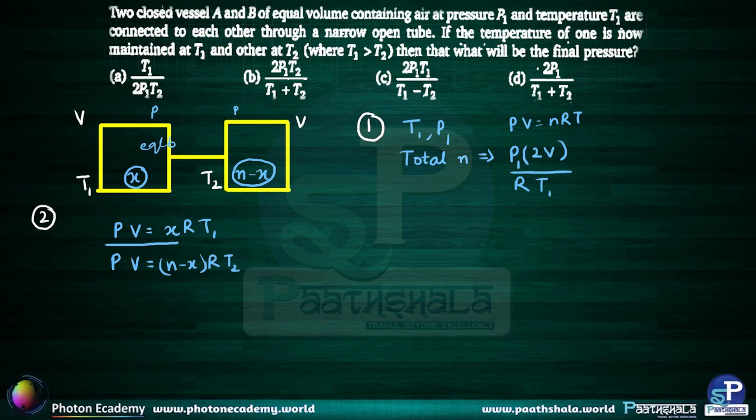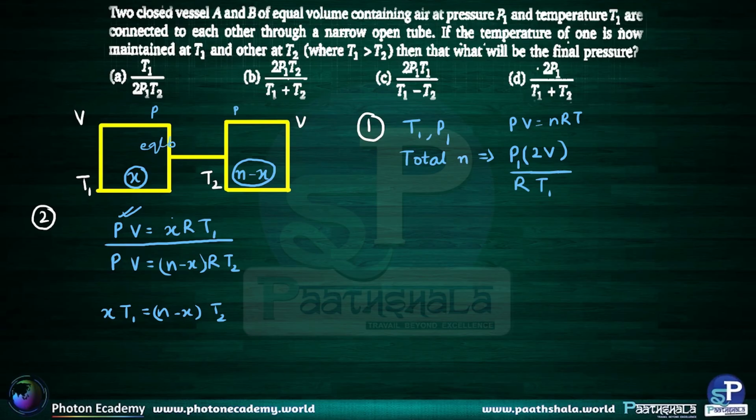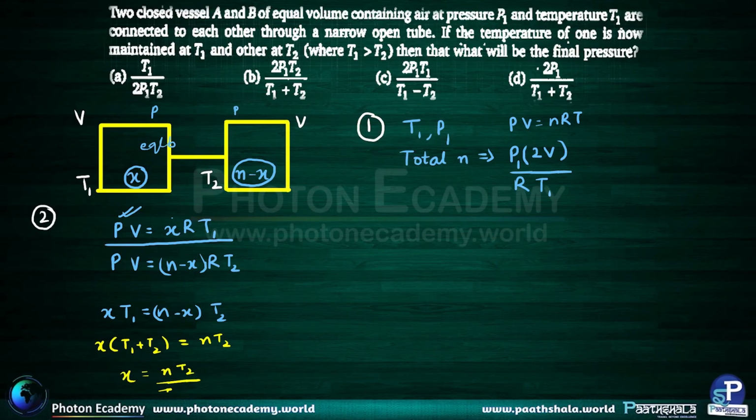Let's just divide both of these, and by dividing both of these, what we'll get is that xT1 is equal to (n minus x) times T2. And we know what n basically is here. So to find P, we would just have to find the value of x, and we'll automatically get the value of P, right? So let's solve this equation for x. So x into (T1 plus T2) will be equal to nT2, correct? So x will be equal to nT2 divided by (T1 plus T2).